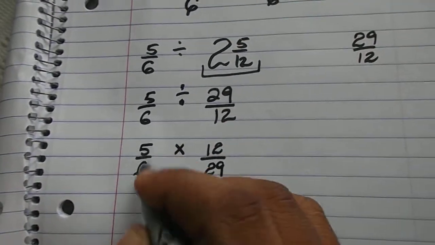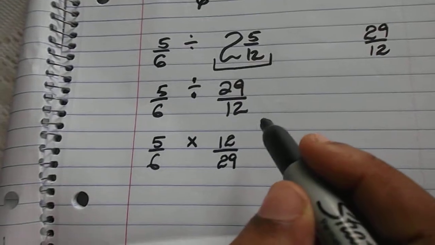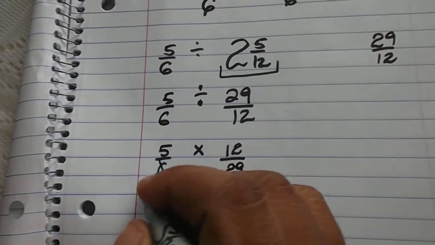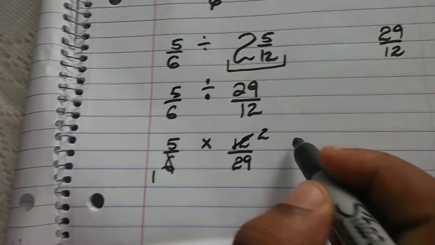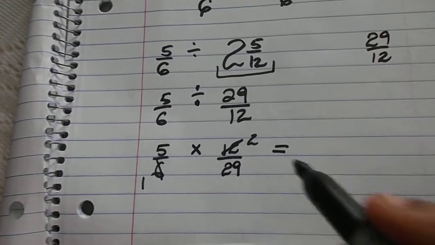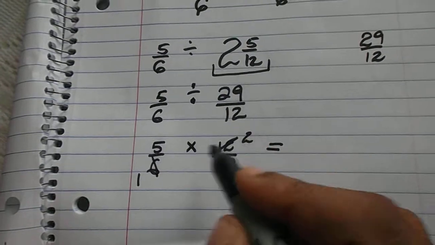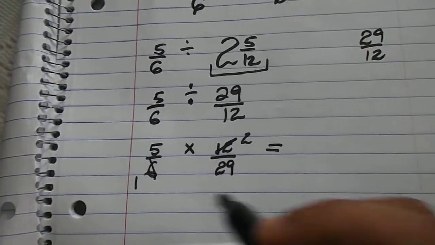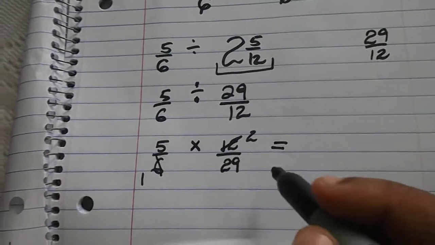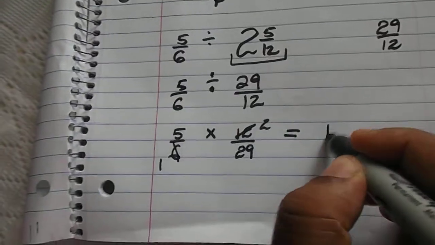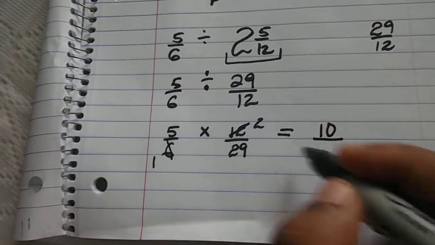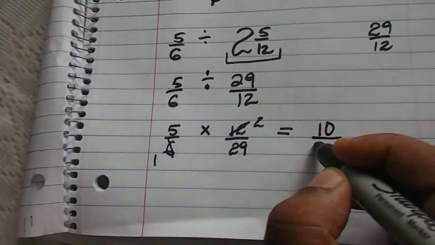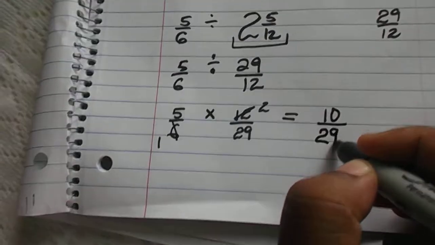Of course, we can simplify the 6 and the 12 using the highest common factor, which is 6. So 6 into itself, 1, 6 into 12, 2. And remember, when we are multiplying fractions, we simply multiply the numerators and simply multiply the denominators. So this is 5 multiplied by 2, which is 10, and 1 multiplied by 29, which is still 29.